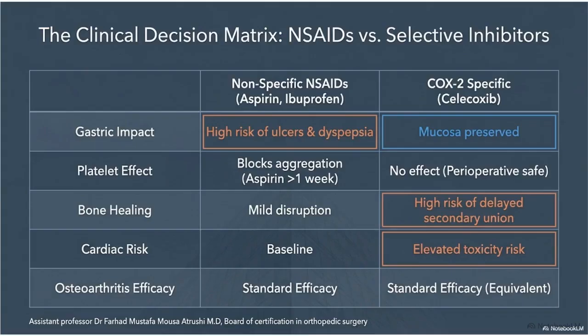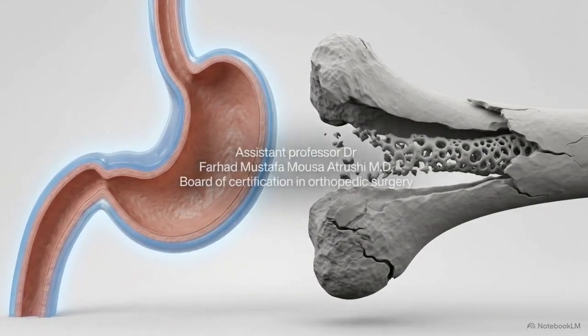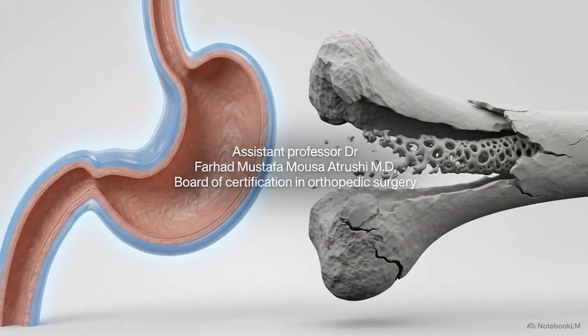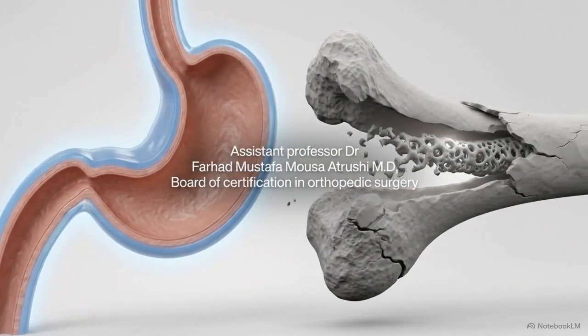This clinical decision matrix compares traits side by side. Practitioners must weigh the preserved gastric mucosa offered by COX-2s directly against their high risk of delayed secondary bone union. Crucially, neither drug class provides superior efficacy for standard osteoarthritis. Their pain-relieving capabilities are equivalent. This creates a direct clinical paradox. Maximizing systemic safety with COX-2 inhibitors actively sabotages the local orthopedic goal of fracture union.